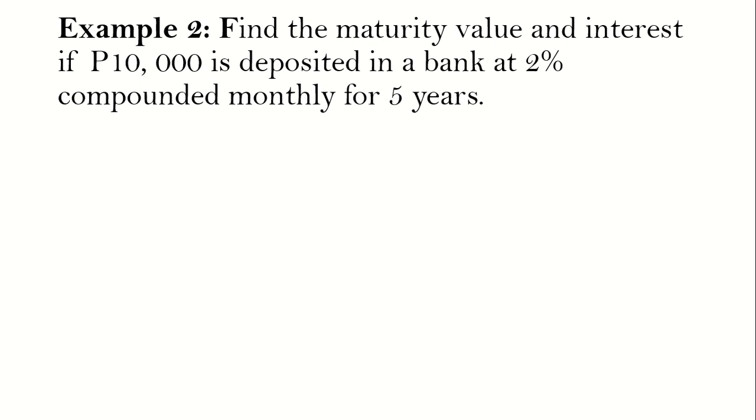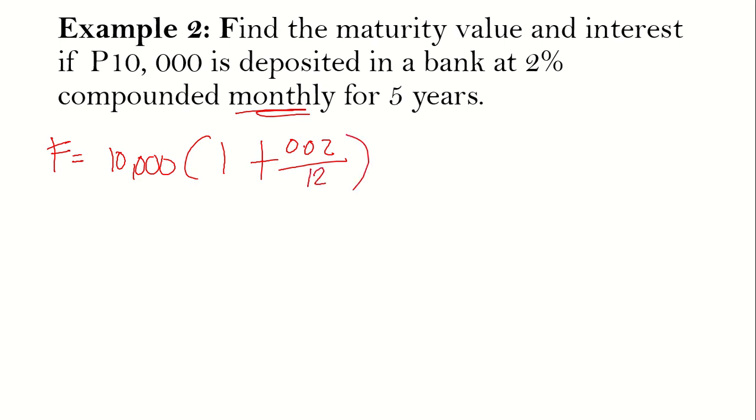Okay, example number 2. Find the maturity value and interest if 10,000 is deposited in a bank at 2% compounded monthly for 5 years. This is quite similar to example number 1. Ang pinagkaiba lang, this is compounded monthly. So, F here is equal to the principal, which is 10,000 times 1 plus the annual interest 2%, 0.02 divided by M, which is, this is monthly, so this is divided by 12.